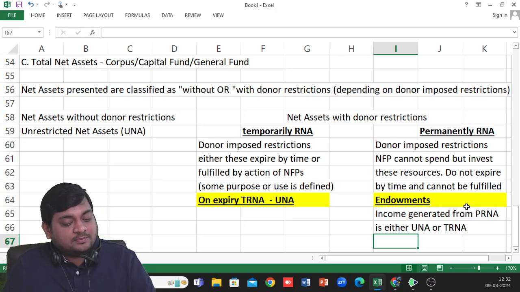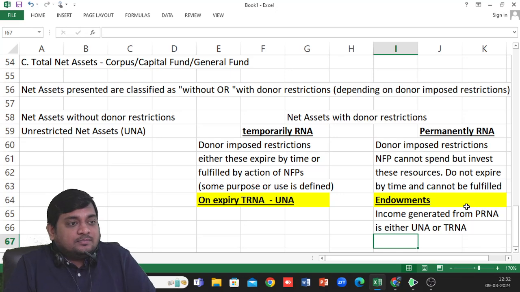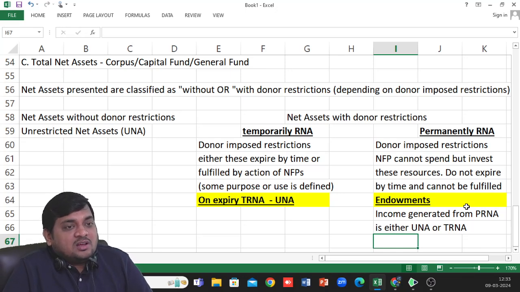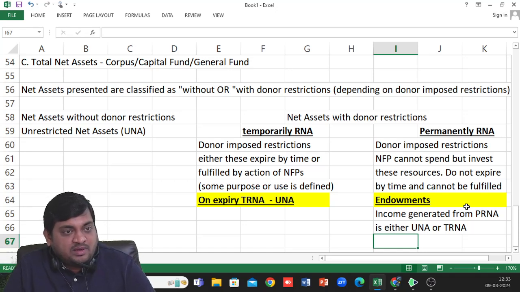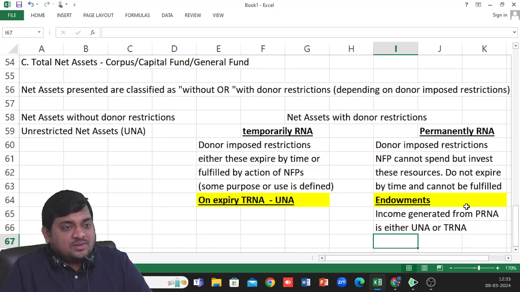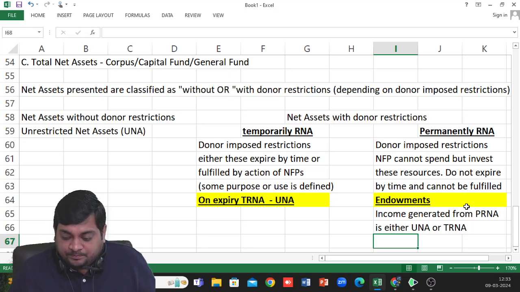Shall we move ahead? I'll show you after we finish all this discussion the financial position of a particular NFP. But once we finish this balance sheet part, then activity, and then cash flow.